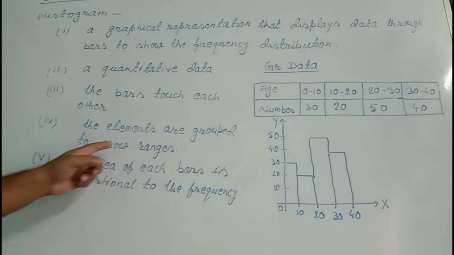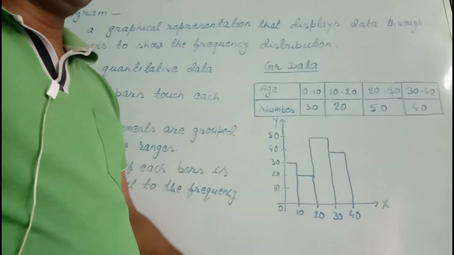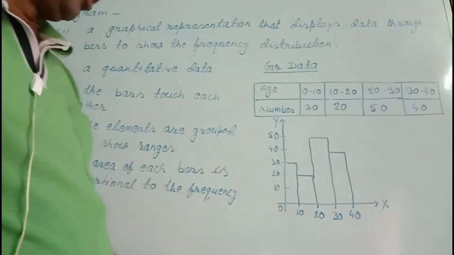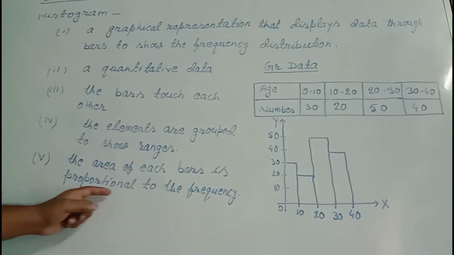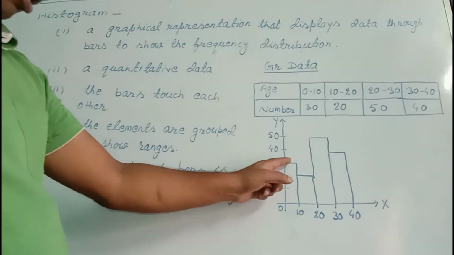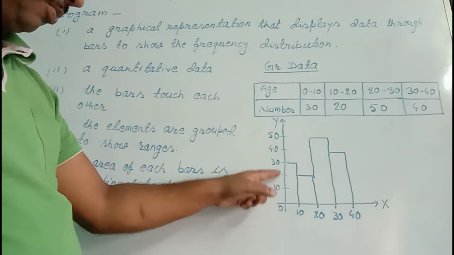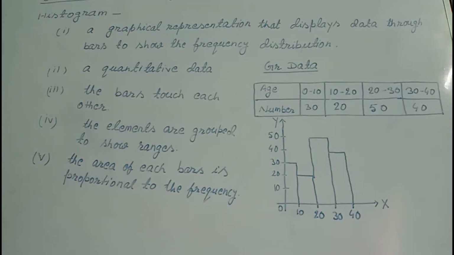The elements are grouped to show the ranges. Suppose we have raw data, we have to prepare the class intervals from that raw data that will show the frequency and the ranges. The area of each bar is proportional to the frequency. The area of the first bar is proportional to 30, the area of the second bar is proportional to 20, and so on. So, following this rule, we will solve exercise 20C.